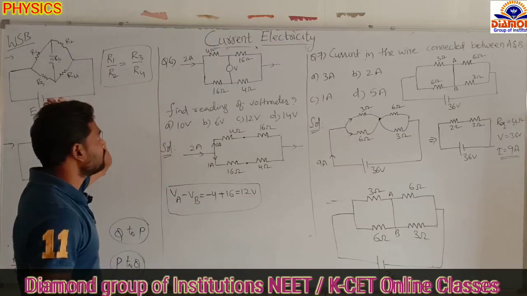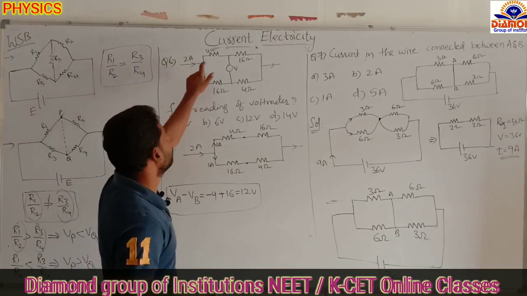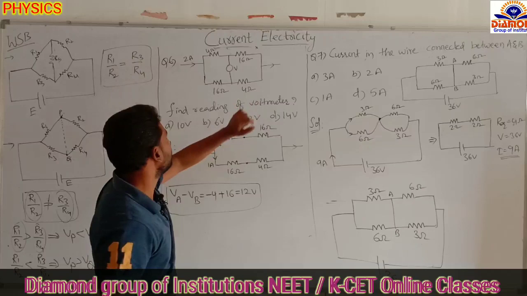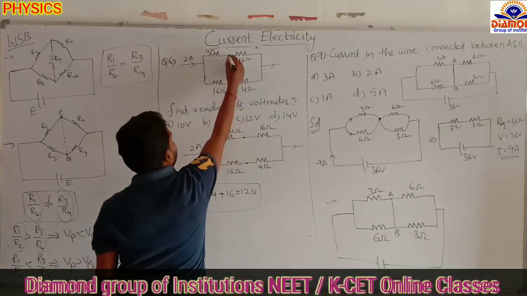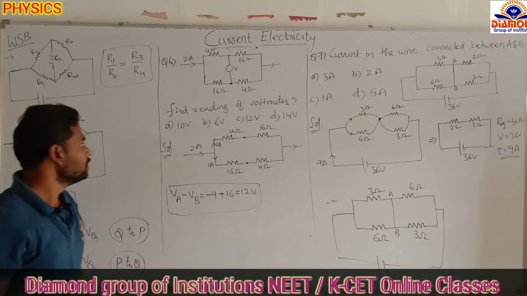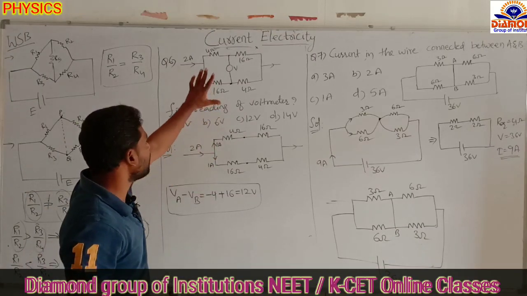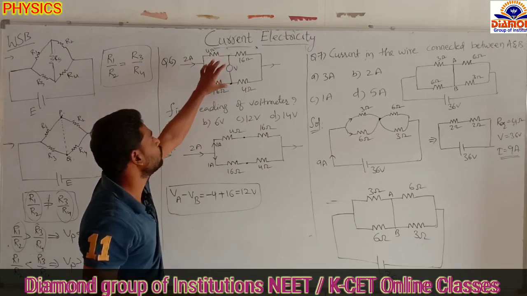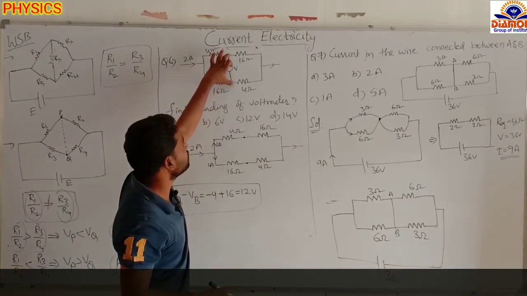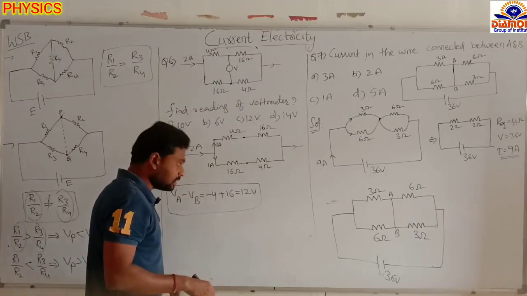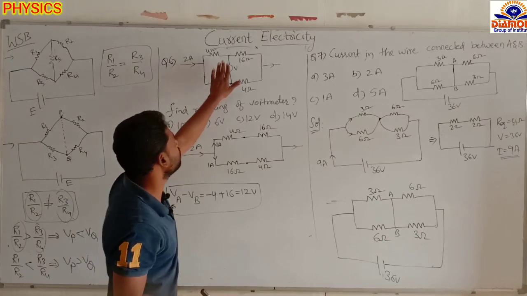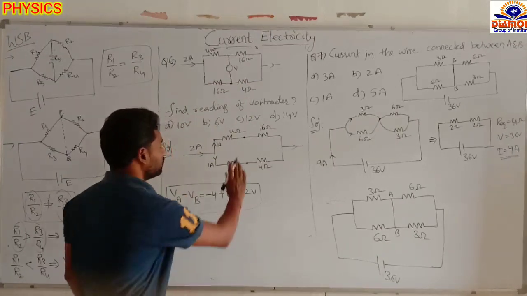The next question is given like this: 2 amperes current entering here, with 4 ohm, 16 ohm, 16 ohm, 4 ohm. They are asking to find the reading of the voltmeter. So we have to find the potential difference across this. The voltmeter offers some resistance, so there is some potential difference. What is that potential difference we have to find? To find it, the first step is to remove the voltmeter. Okay, I remove the voltmeter.